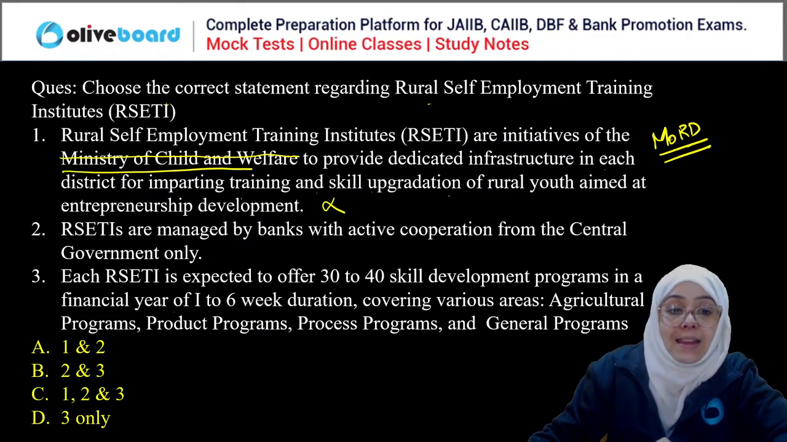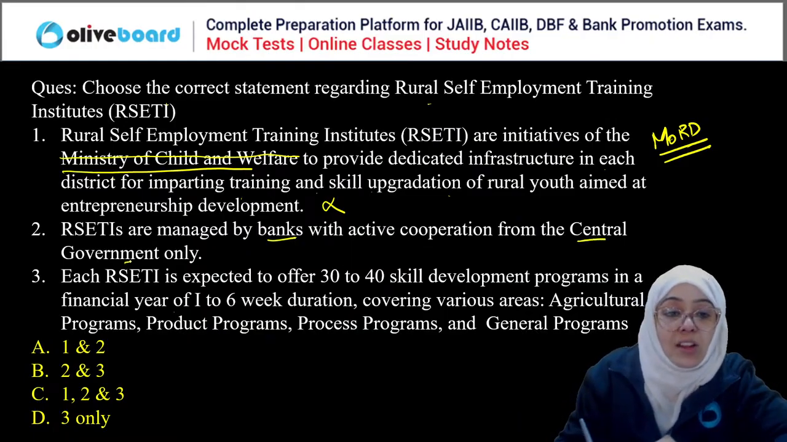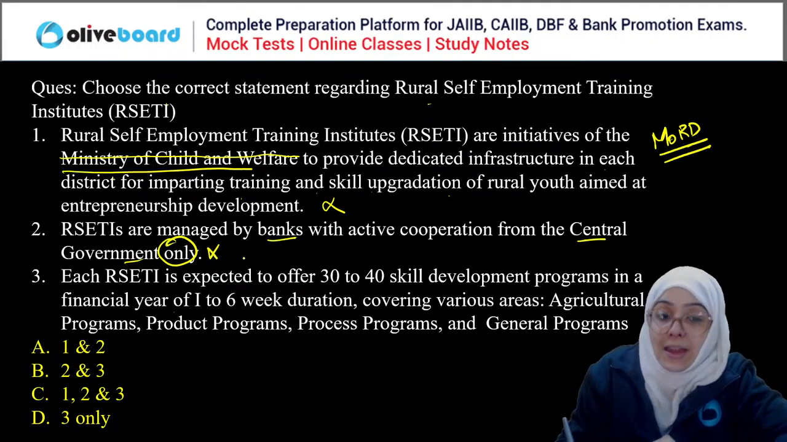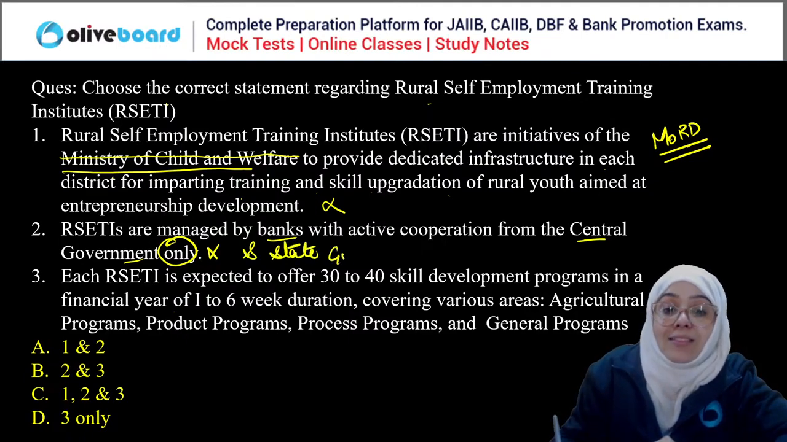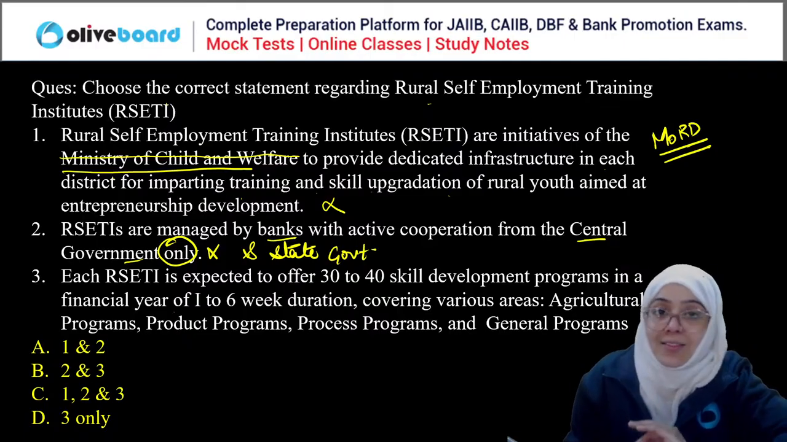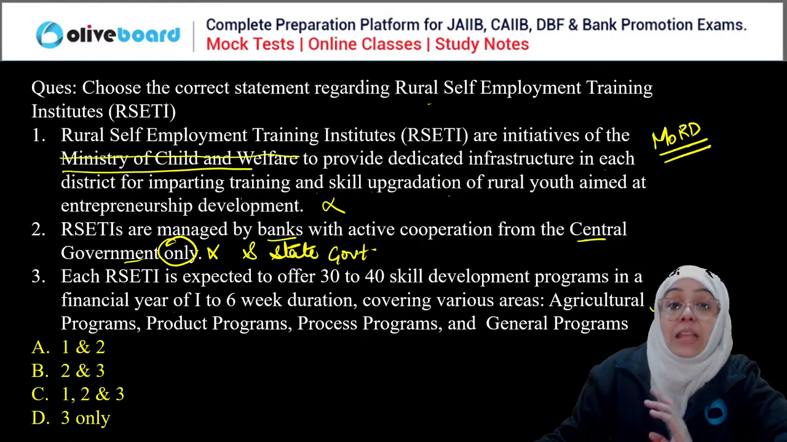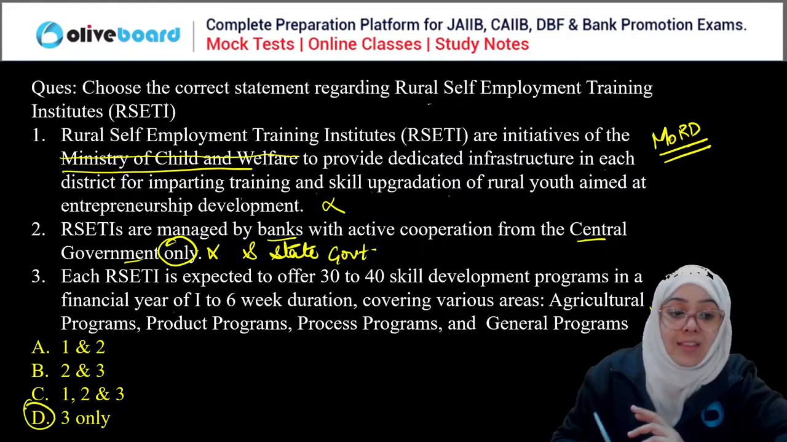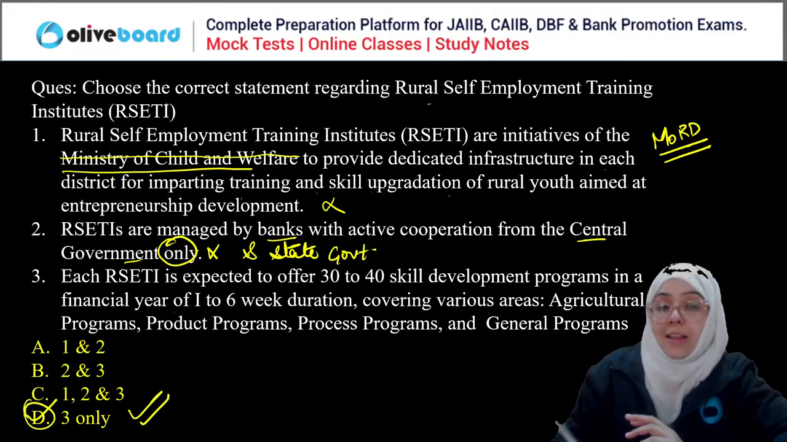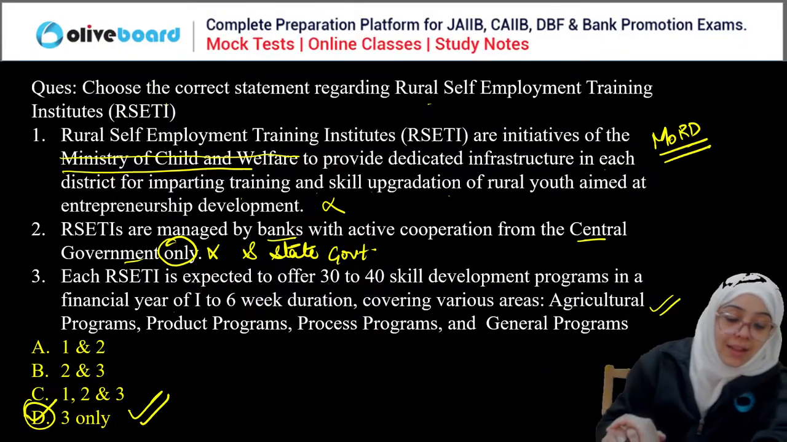The second is these are managed by the bank with the active cooperation from the central government only. No, it can be managed with the active cooperation of the central as well as the state government. Both have to cooperate with the banks, and so the second is the wrong statement and the third is the correct statement. So if we talk about the correct answer, yes, D is the correct answer because only the third is the correct statement here. Everyone, any doubt in this question, guys?